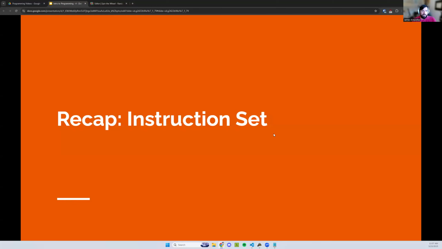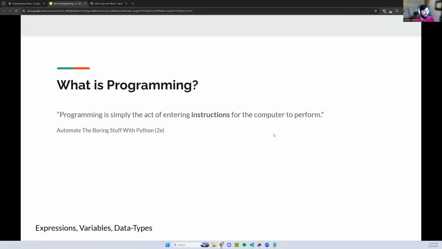Okay, starting with the instruction set recap. We talked about what is programming. We talked about that programming is simply the act of entering instructions for the computer to perform. This means that, just like when we're talking to a human being, if we want them to do some list of things, we give them a list. Like, hey, what does it take to do the laundry? Separate out the clothes, place the detergent in, place the clothes in, right? We've got this set of instructions that we're giving to a human to then process.